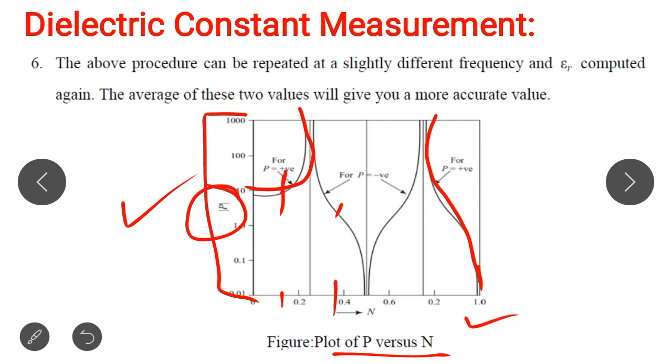So this is the procedure to measure dielectric constant, and to increase accuracy we can repeat it with slightly different frequencies, and epsilon r is computed again, and now the average of these two values will give more accurate values. So this is the measurement of dielectric constant.